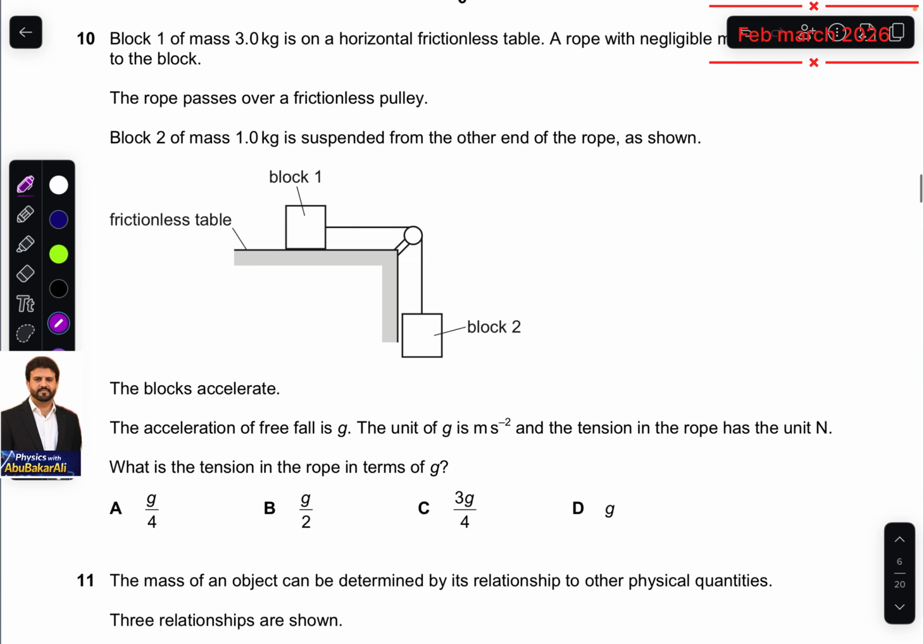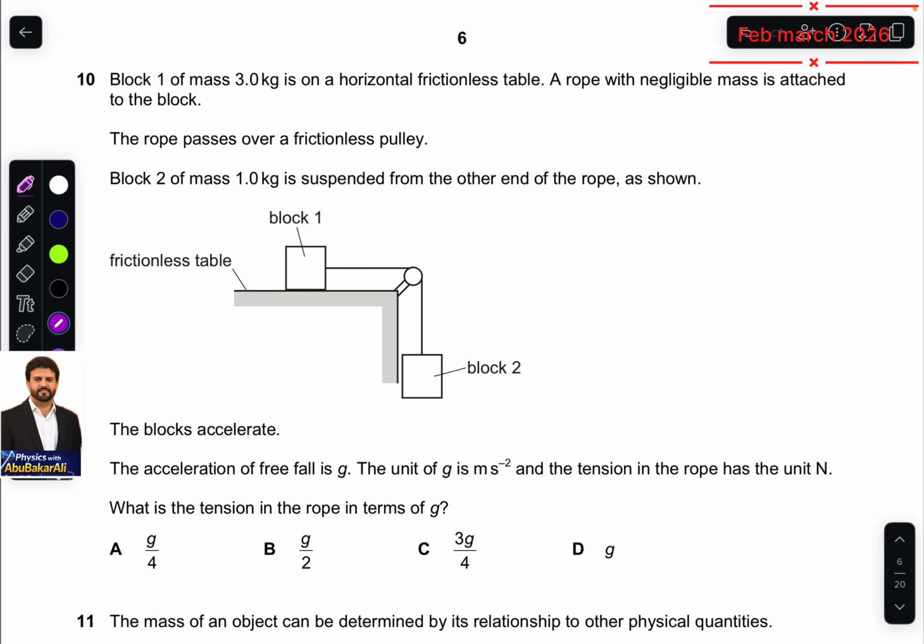Moving forward, question 10. Block A of mass 3 kg is on a horizontal frictionless table. A rope with negligible mass is attached to the table. Okay, so the rope passes over a frictionless pulley. The block 2 mass you also have. Okay, the blocks then accelerate. Acceleration of free fall is g. The unit is given, and the tension in the rope has the unit Newton. What is the tension in the rope in terms of g?